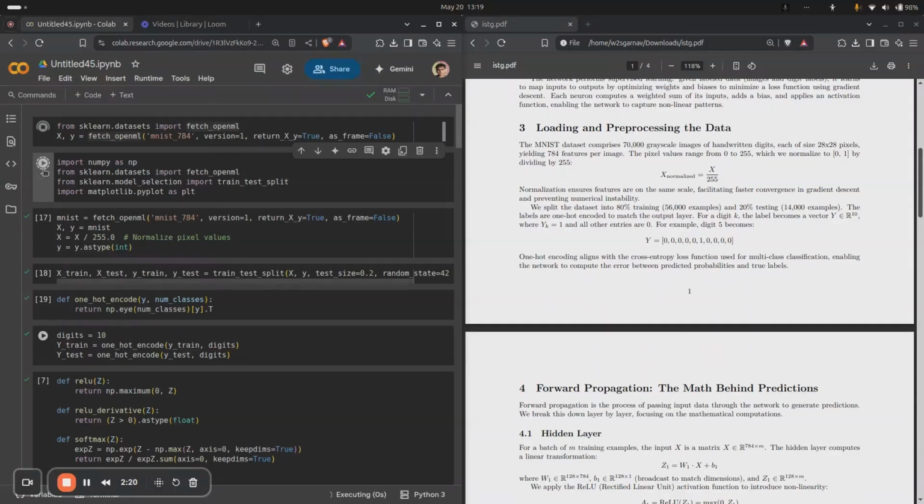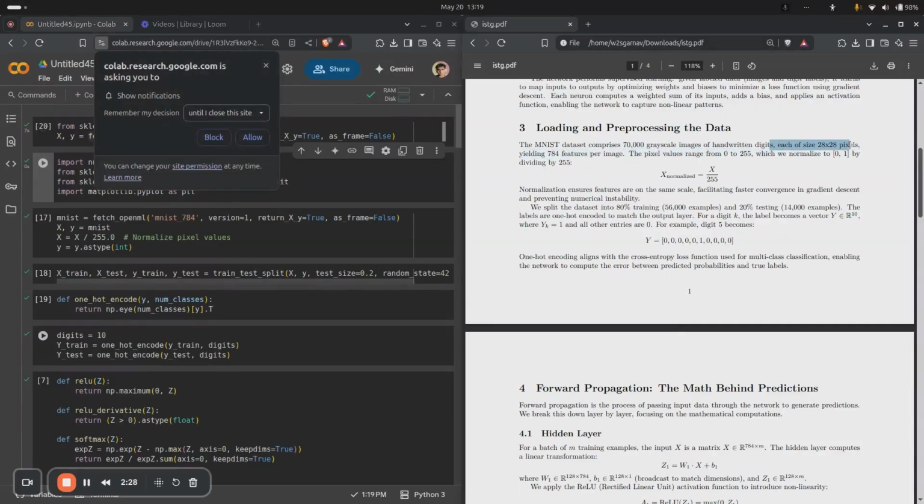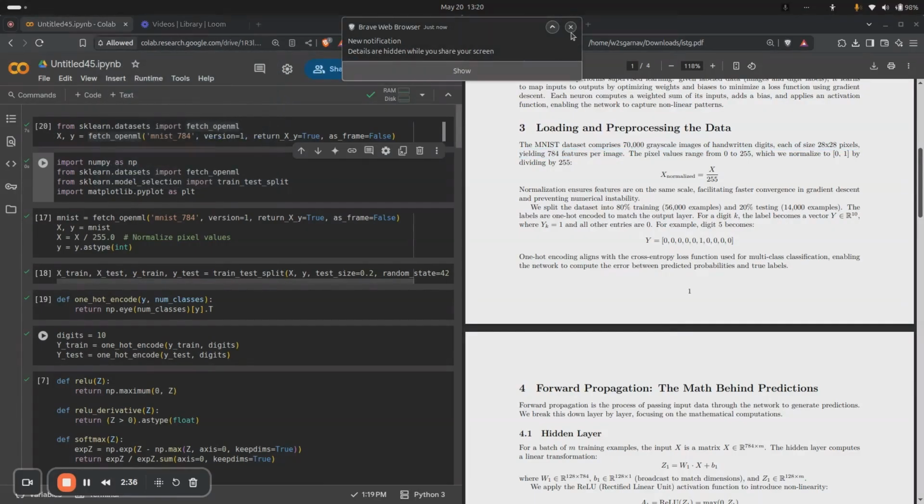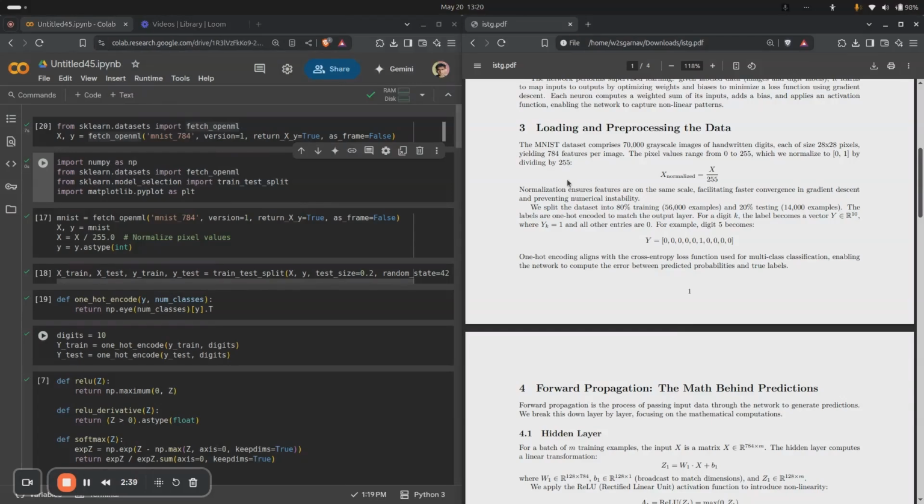So here, we see that the dataset comprises 70,000 grayscale images of handwritten digits, each of 28 by 28 pixels, yielding 784 features per image. The pixel values range from 0 to 255, which we normalize to 0 to 1 by dividing by 255. As we can see here, the normalization ensures features are on the same scale, facilitating convergence in gradient descent and preventing numerical instability. We split the dataset into 80% for training and 20% for testing.